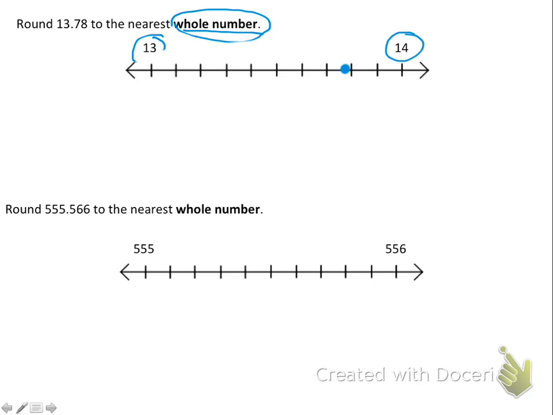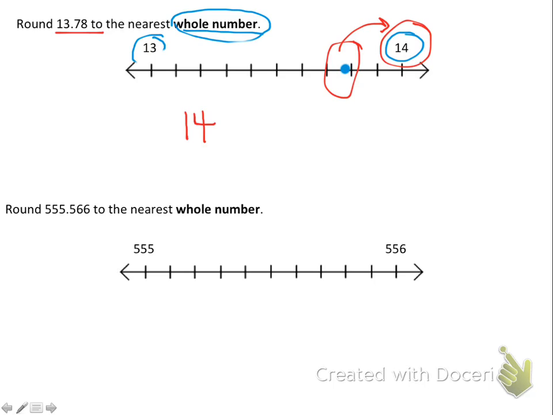Now let's look at this on my number line. Is this point that I've just plotted closer to the 13 or closer to the 14? This point is closer to the 14. So this number, rounded to the nearest whole number, is a lot closer to 14 than it is to 13. So we'd say that that is 14.